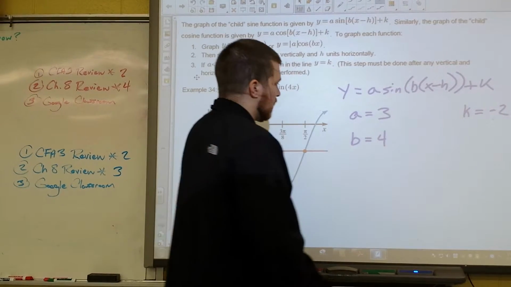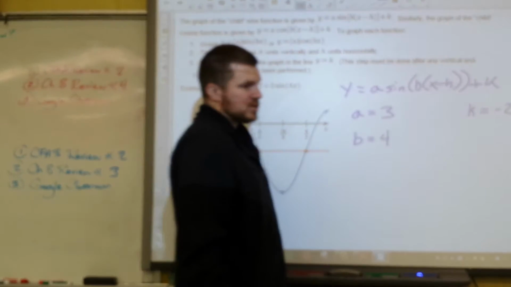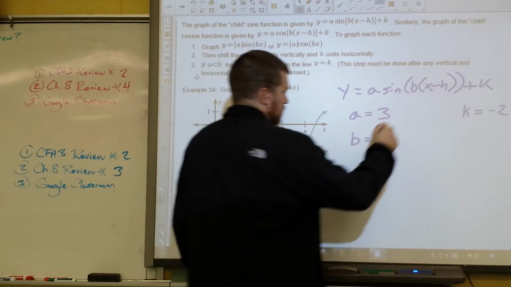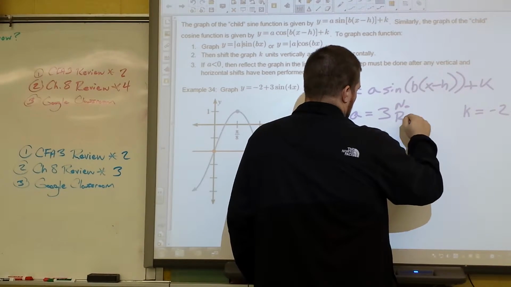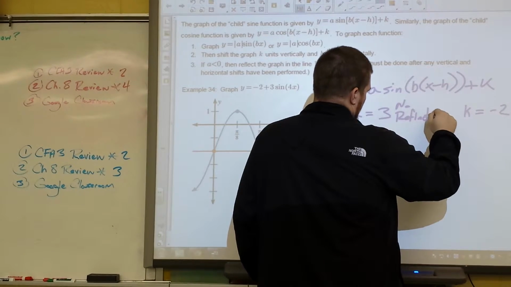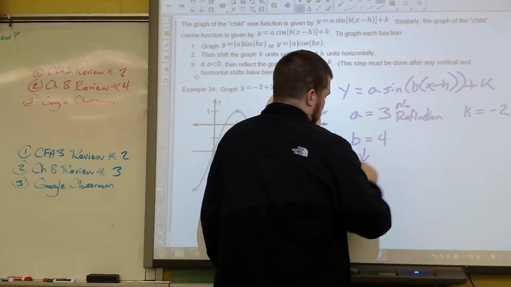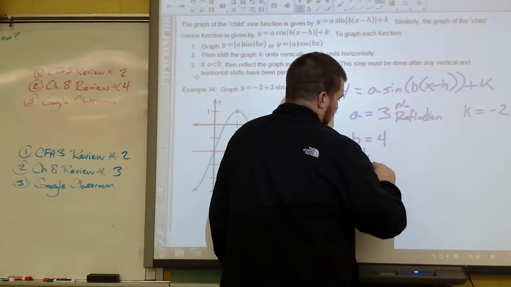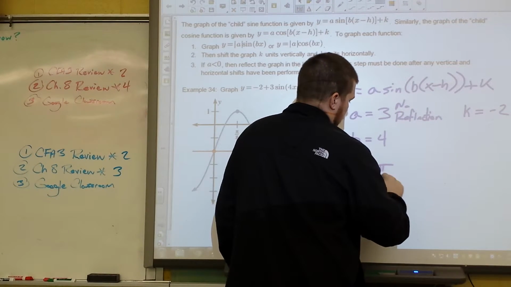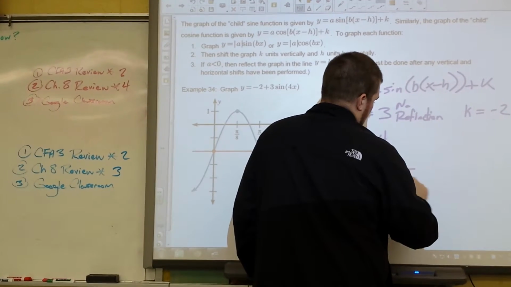Alright, now, let's talk about what each of these mean. Since a is positive, that means there's no reflection in our graph. B is 4, that tells me that my period for this graph is going to be 2 pi over the absolute value of 4, which is just going to be pi halves.